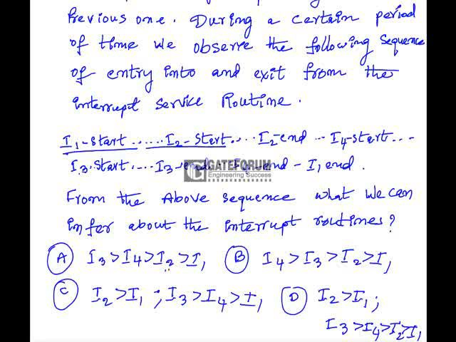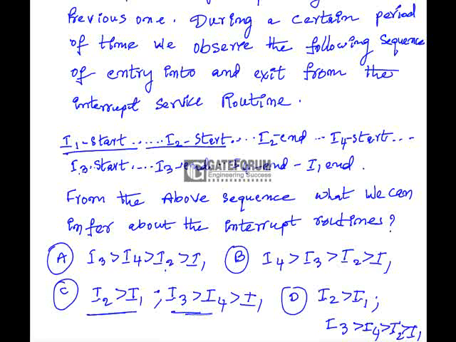But in option A, I2 is greater than I1 is there, but at the same time I4 is greater than I2 is given. That is wrong because parallelly while you are executing I4, I3 started. Then I3 is greater than I2. When I2 is ended, I4 started. Then while you are executing I4, I3 started. Then definitely I3 is greater than I4, and I4 is ended, I1 is also ended. So we can't directly infer that, because there is no direct relation between I1 and I4. So I2 greater than I1 is correct first.